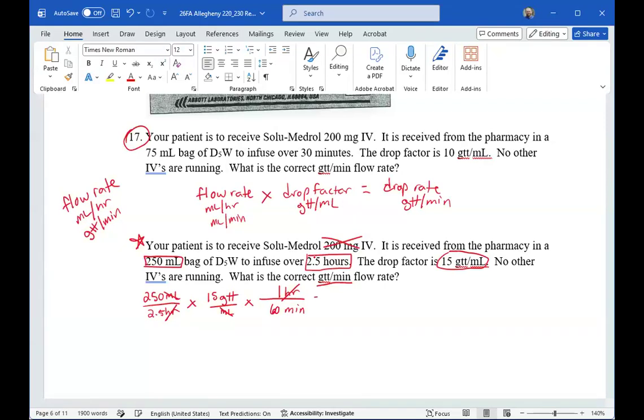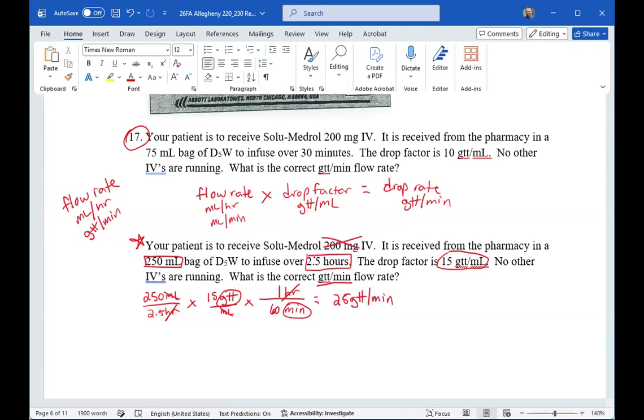All right, so the way this is set up, I'm just going to plug it into my calculator, and then I'll show you what I would consider the easier way. So I'm going to take 250 times 15 divided by 2.5 divided by 60. And with all those big numbers, I get a final answer of 25 drops per minute. I know I'm in drops per minute before I even do my calculation because I eliminated all the other units. This is the beauty of dimensional analysis.